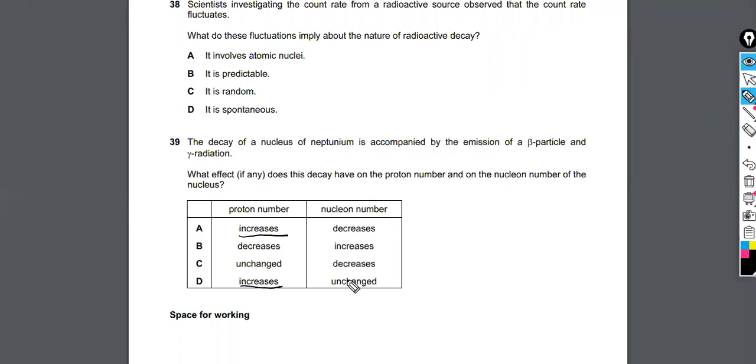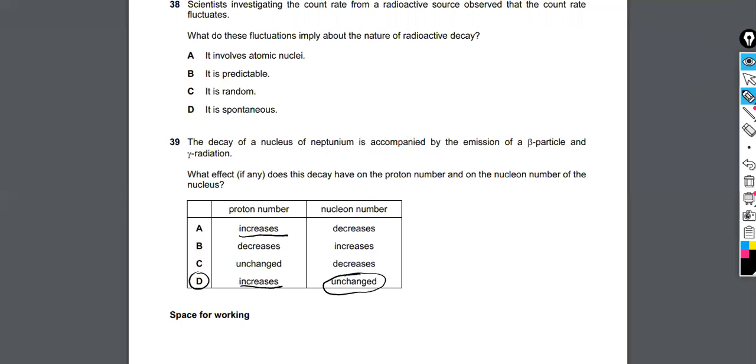The nucleon number is going to be unchanged, though, because it's still in the nucleus, right? It's just that a neutron has to become a proton. So the proton number goes up, but the actual number of nucleons doesn't change at all. And so D has to be the correct answer for this one.